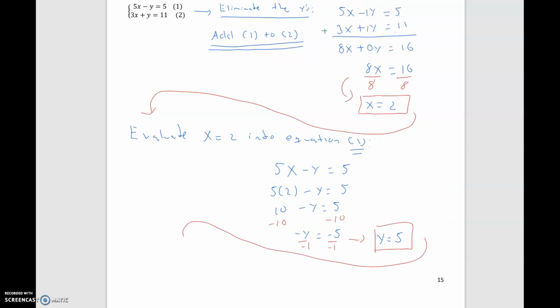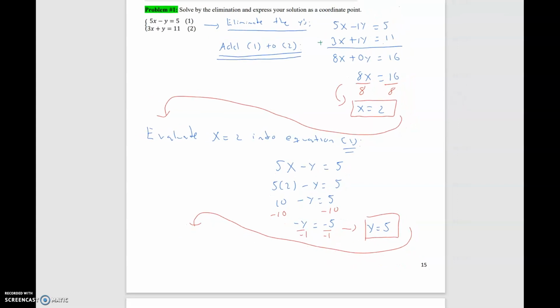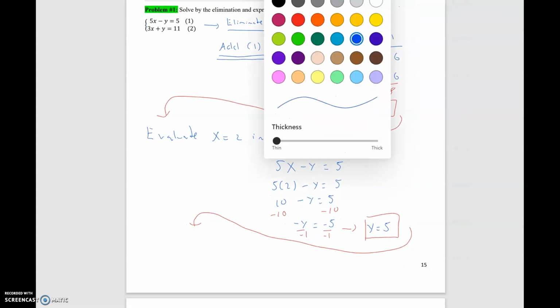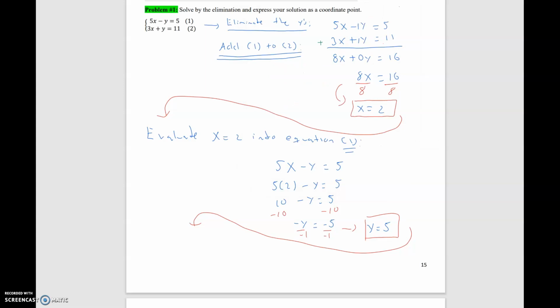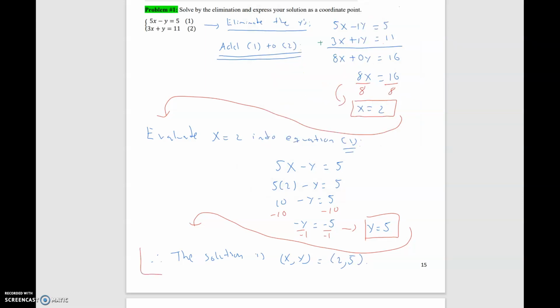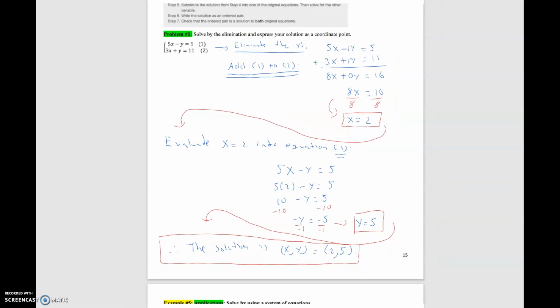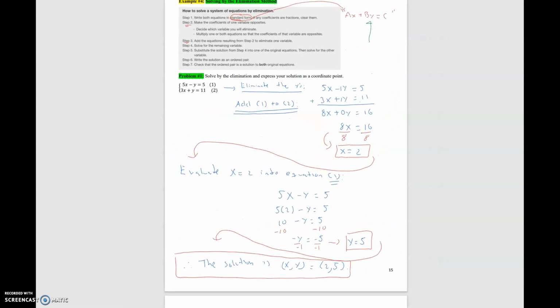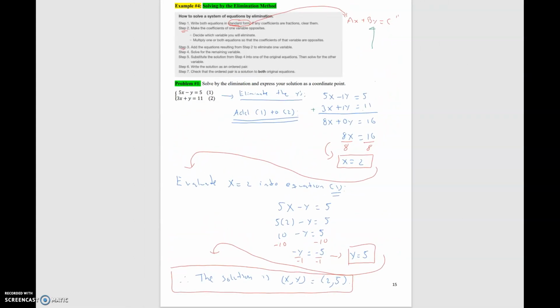And that's it. At this point, let me just write out the solution. The solution is as an x and a y, technically 2, 5. So this method seems to be a little bit faster. In fact, it is. It's the best method.